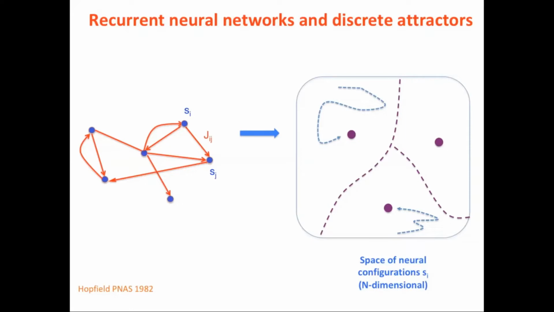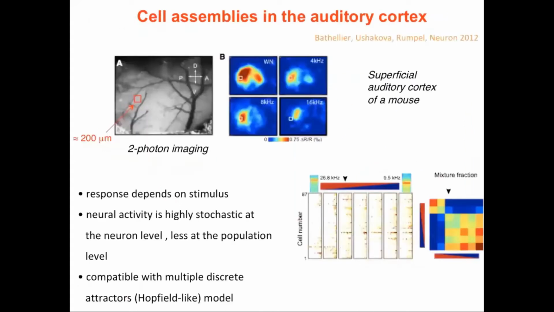For a long time, these models have been quite theoretical, but recently they have also been helpful to understand the outcome of experiments. I would like to briefly show one of these experiments, which was done by Bathellier and collaborators. These people looked at the activity in the superficial auditory cortex of a mouse. This mouse is subject to different sounds, and these sounds can be pure tones at a well-defined frequency, for instance, in the case I'm going to explain now, 26.8 kilohertz, a single frequency, or another frequency, 9.5 kilohertz, and so on.